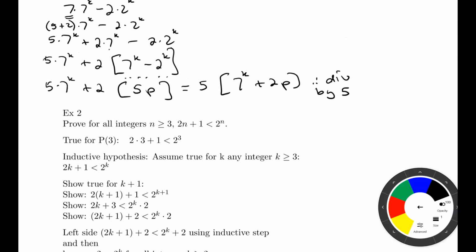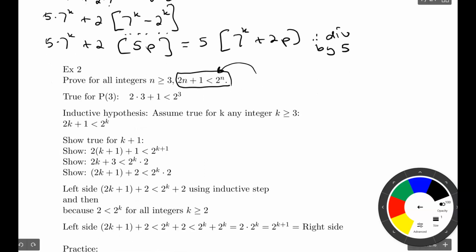Okay, so now we move into a little more challenging ones, because notice there's an inequality in the thing we're trying to prove. That's what's going to make this harder. So just approach these with respect. You'll be able to do it, promise. Prove for all integers n bigger than or equal to 3 that this is true. So let's first show it's true for 3. If I put n equal 3 in, I get 6 plus 1, which is 7, which is less than 2 cubed, which is 8. Check. Okay, so we're going to assume it's true for k bigger than or equal to 3.